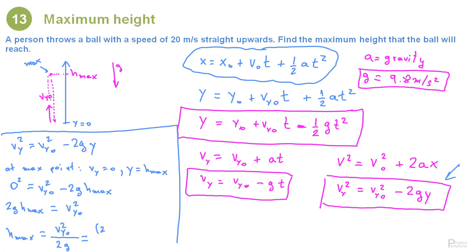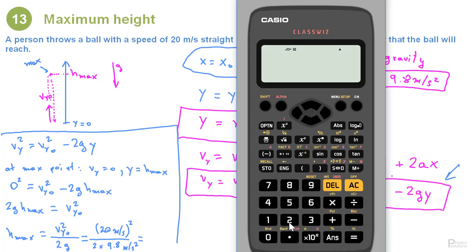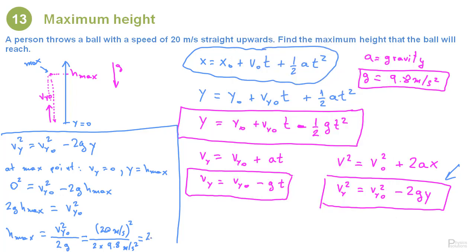Alright, so v squared becomes 20 meters per second, everything square, divided by 2 times g, which is 2 times 9.8 meters per second square. We have 20 square divided by 2 times 9.8, which is 20.4. We can simply write 20 meters. 20 meters. And that is the maximum height.